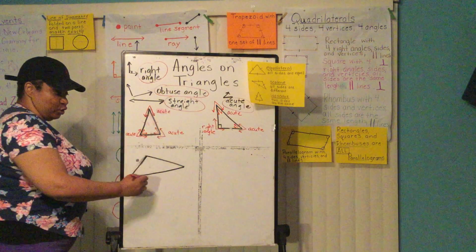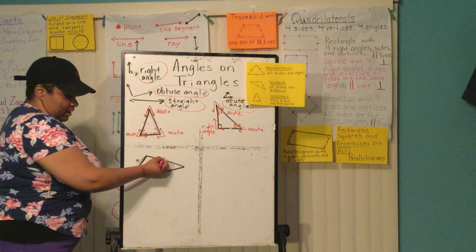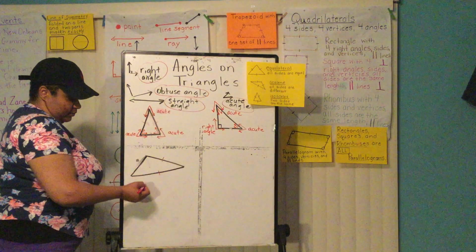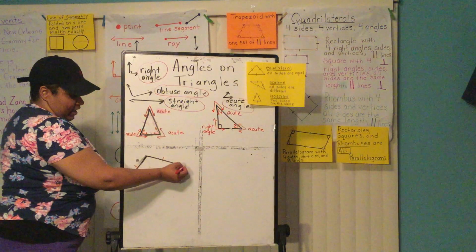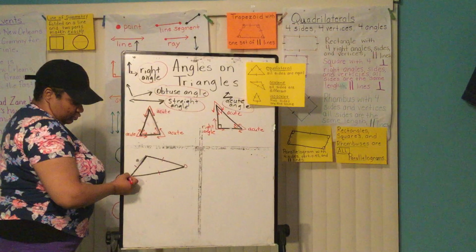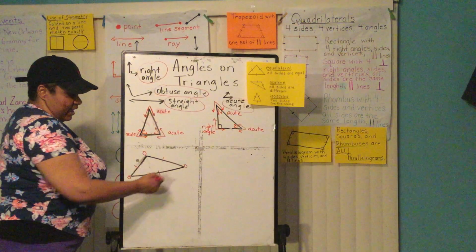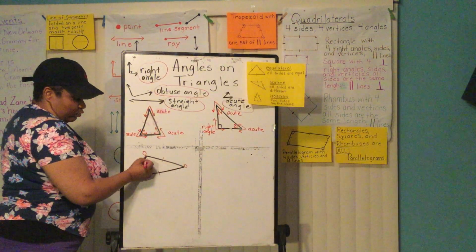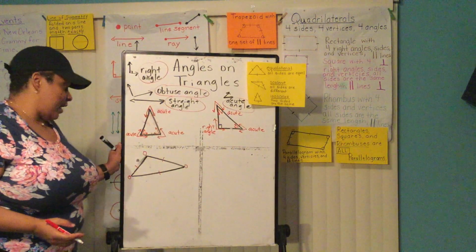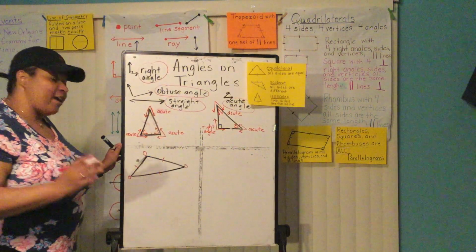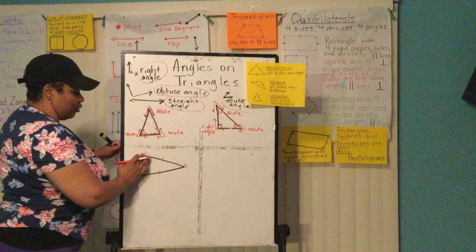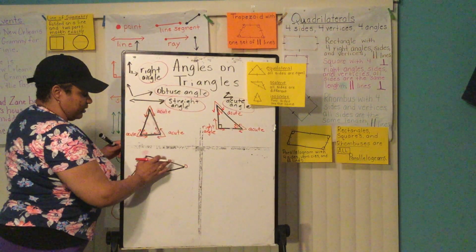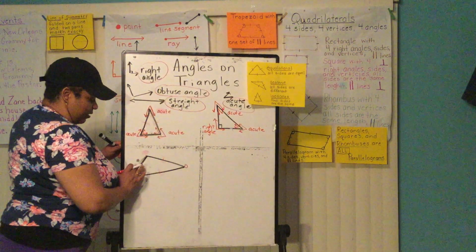Let's look at this one. Ooh, I know it's a triangle. Side 1, side 2, side 3. Vertex 1, vertex 2, vertex 3. And I've got my angle. Angle 1, angle 2, angle 3. So it's definitely a triangle. Now let's look at our angles. So I'm going to erase this vertex so we'll be able to see. Erase these sides because we all know where they are.